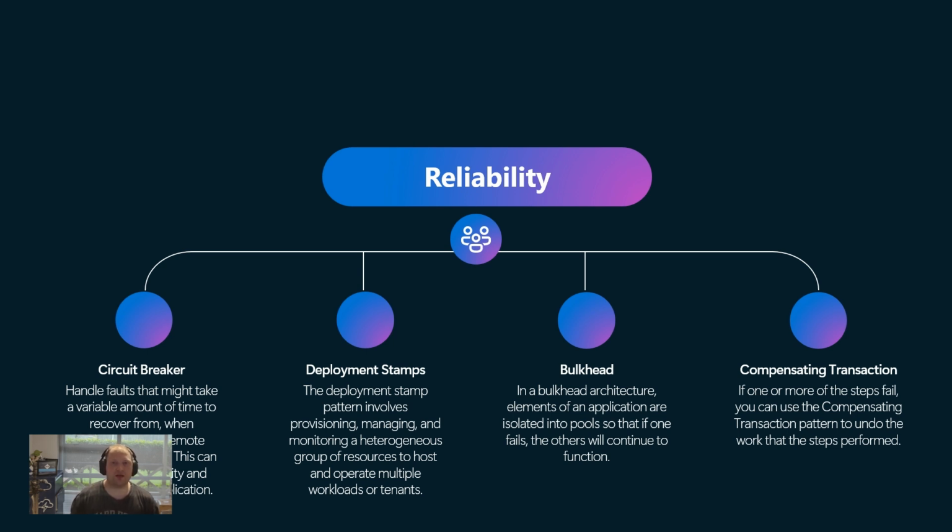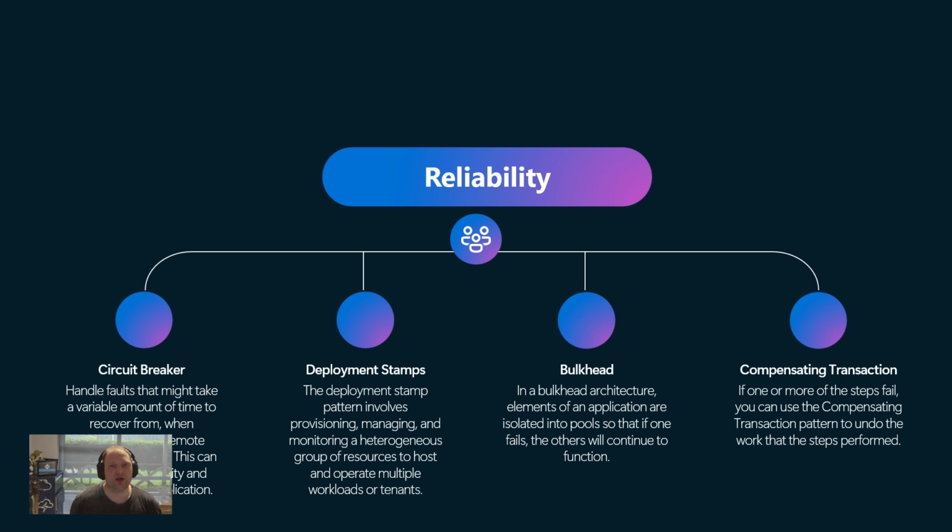Deployment stamps. So the deployment stamp pattern involves provisioning, managing, and monitoring a heterogeneous group of resources to host and operate multiple workloads or tenants. This approach ensures that each group or stamp can be managed independently, providing scalability and redundancy. By isolating workloads, we minimize the risk of a single failure impacting the entire system, thereby enhancing overall reliability.